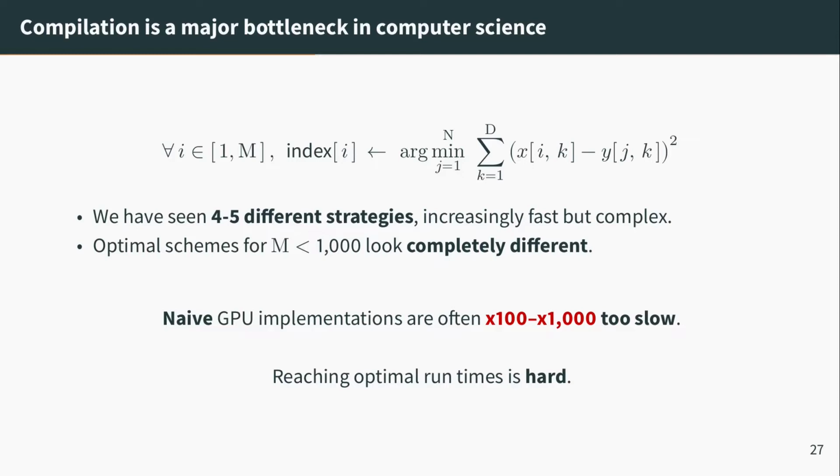And the thing is that out of the box, a naive GPU implementation that you would write by hand as a first draft, or that a suboptimal compiler would produce out of your Python program, is often going to be two or three orders of magnitude too slow. It's very annoying because it means that reaching optimal runtimes is hard. So people are guided towards a few operations for which optimal binaries have been developed, and it constrains research.